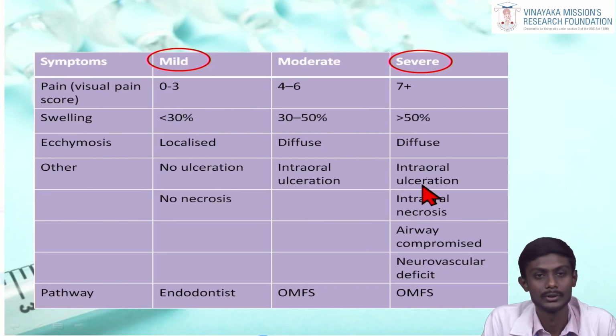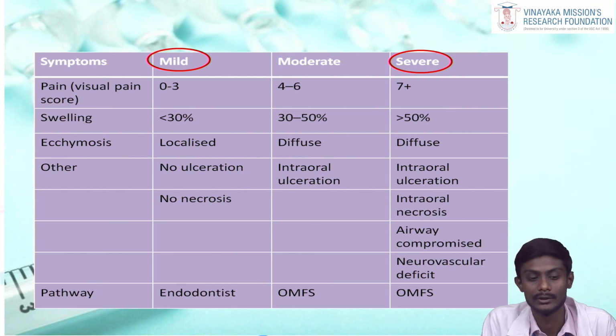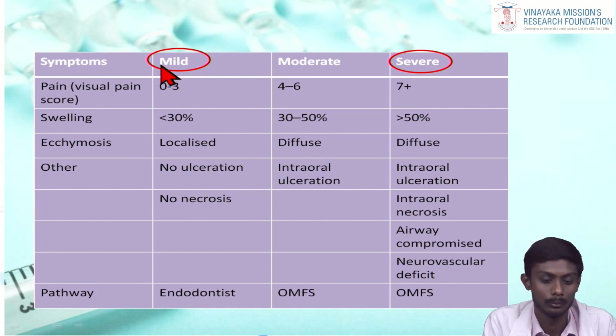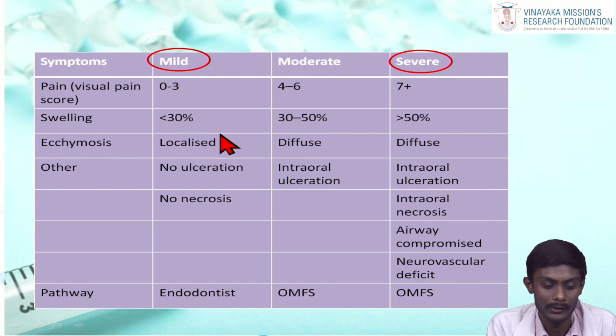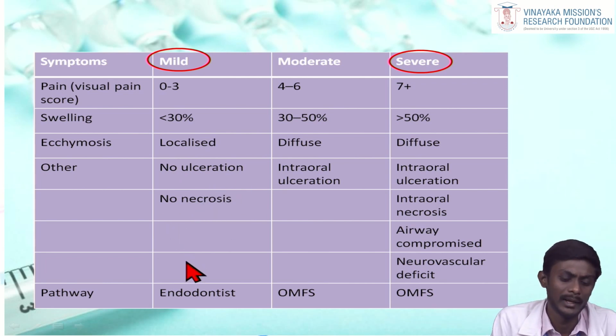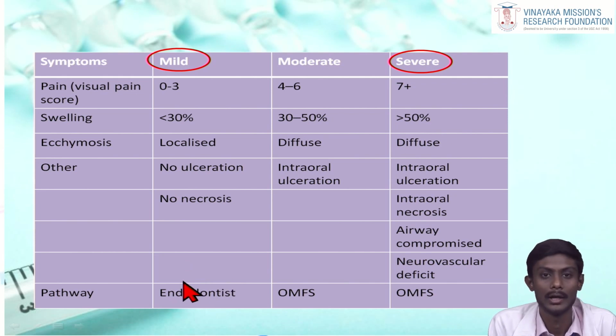Based on the symptoms you have seen from the pain scale, extraoral swelling, intraoral swelling, and airway assessment, the symptoms are classified into mild, moderate, and severe. In mild cases, the pain scale ranges from 0 to 3, and the swelling, calculated using the two points, should extend less than 30%, with localized ecchymosis and no intraoral ulceration or intraoral necrosis. It should be managed by the endodontist itself. No other consultation is needed in mild cases.